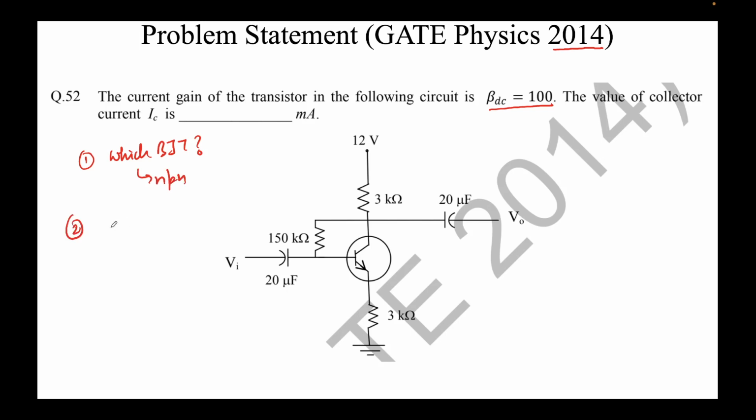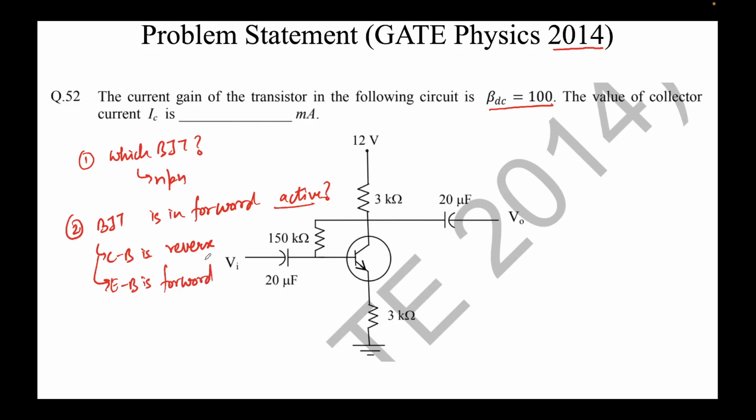Second, we ask ourselves whether the BJT is in forward active mode or not. So what is the forward active mode? Forward active mode is when the collector junction is reverse biased and the emitter junction is forward biased. Formulae like beta DC equal to IC upon IB are valid only when the BJT is in forward active mode, so we must verify that.